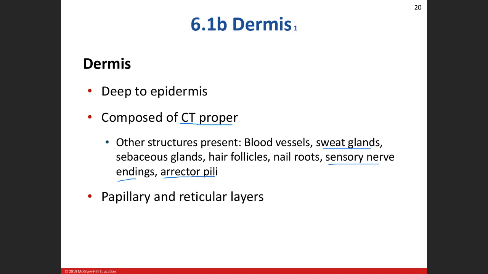I tell folks the dermis layer is the layer that has all the stuff in it. Okay, blood vessels, muscles, glands, hair follicles. All right, you'll have sensory receptors in there. All right, this area has all the stuff.